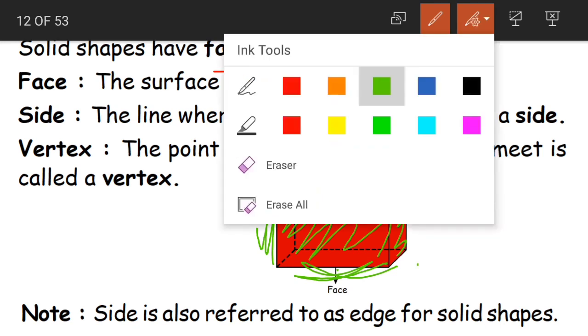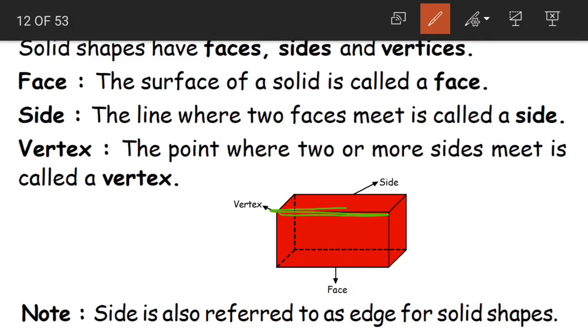Now coming to side, we all know that it is the line where two faces meet. We can see these lines, right children? These lines are called nothing but our sides.